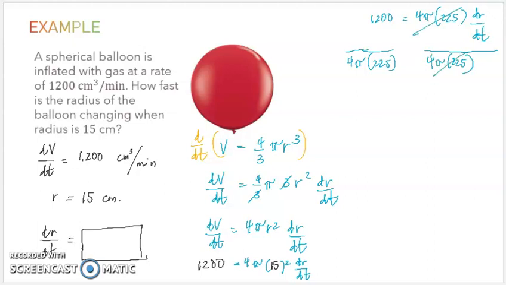And we can cancel this. And we have our dr/dt as 0.42. We're talking about change in radius with respect to time, so that will be centimeters per minute.